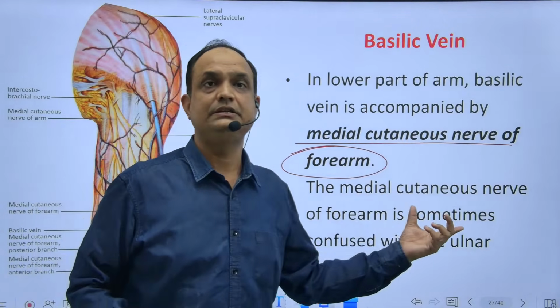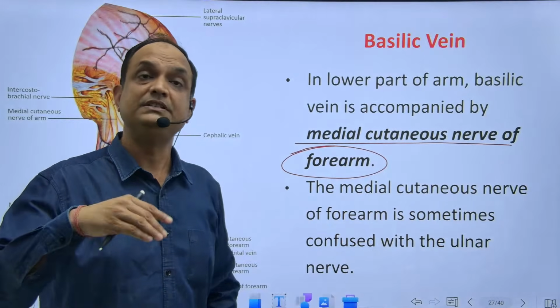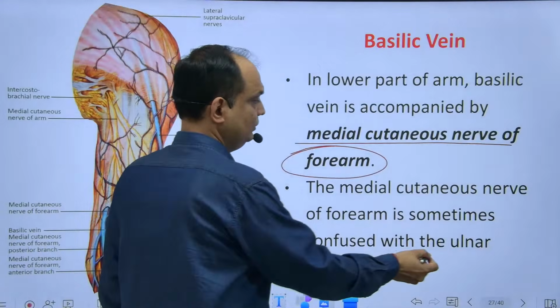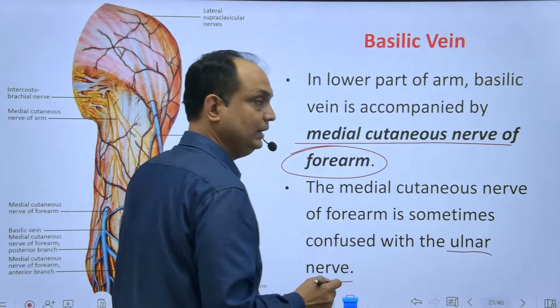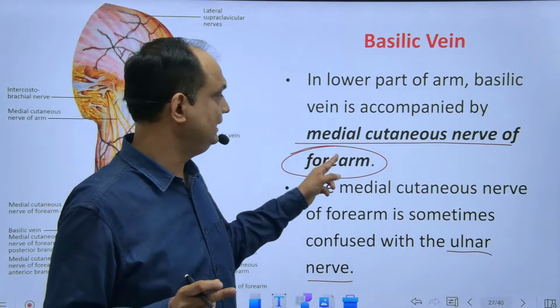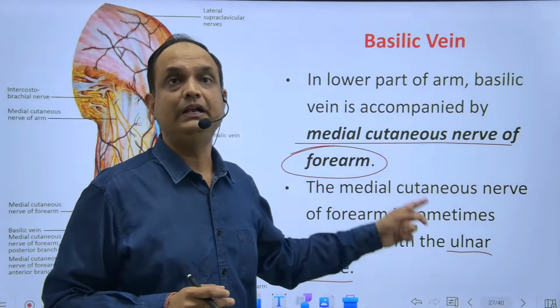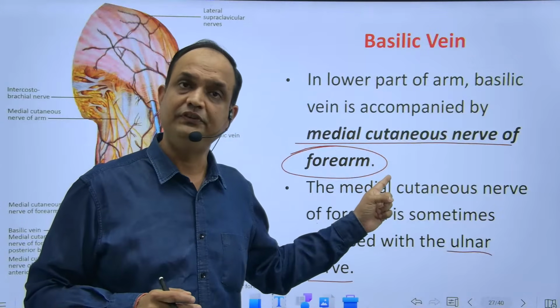The medial cutaneous nerve of the forearm is sometimes mistaken for the ulnar nerve. So this is to be kept in mind when you are dissecting. You will find that the ulnar nerve is a deeper nerve, while this is a cutaneous nerve, so it is a superficial nerve.